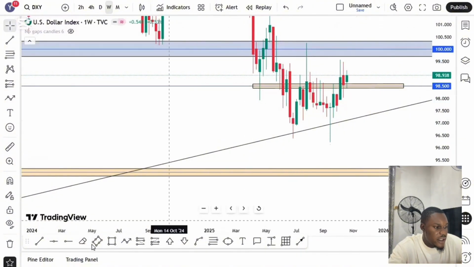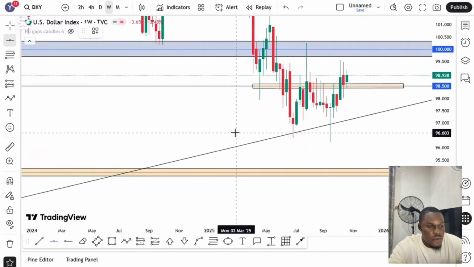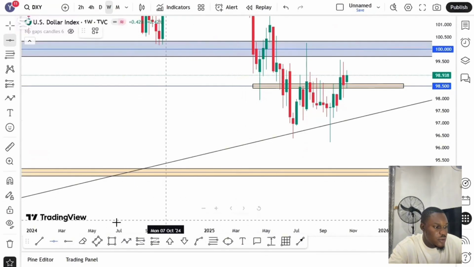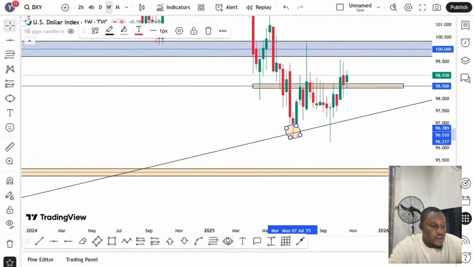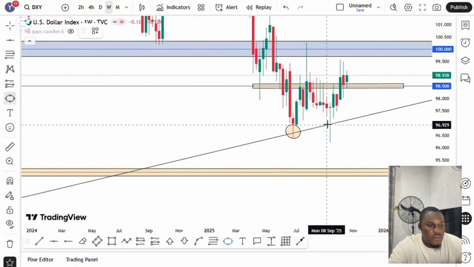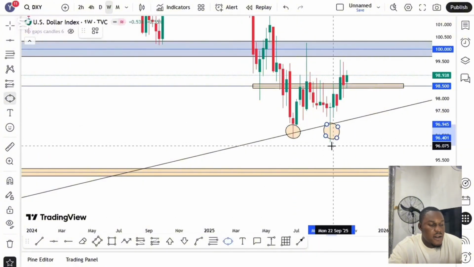Which means the market has officially formed what we call the double bottom, which is the first bottom here and the second bottom around somewhere here.